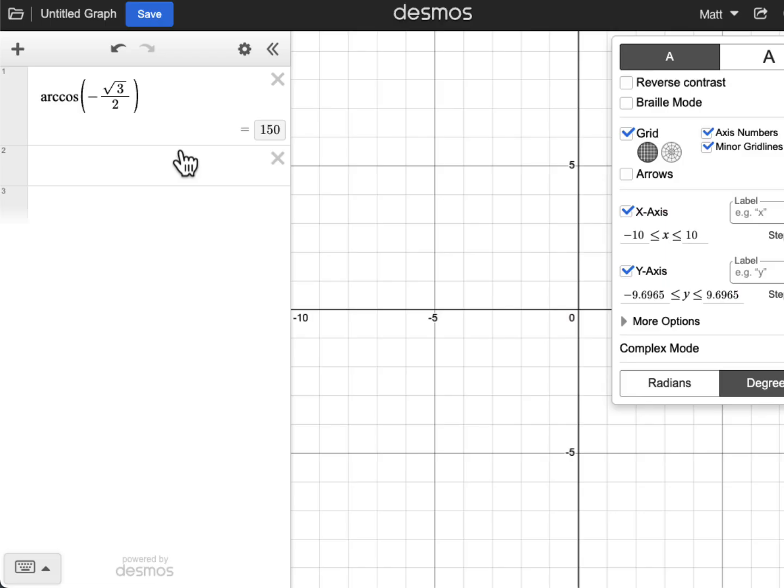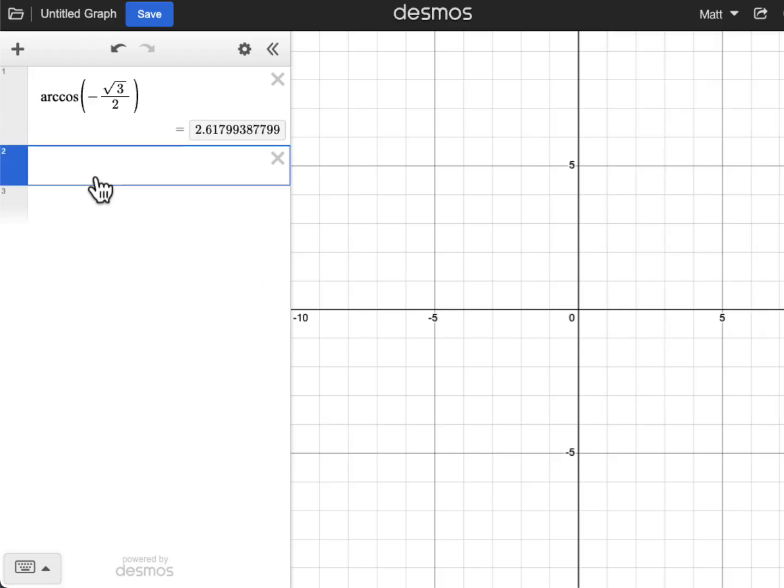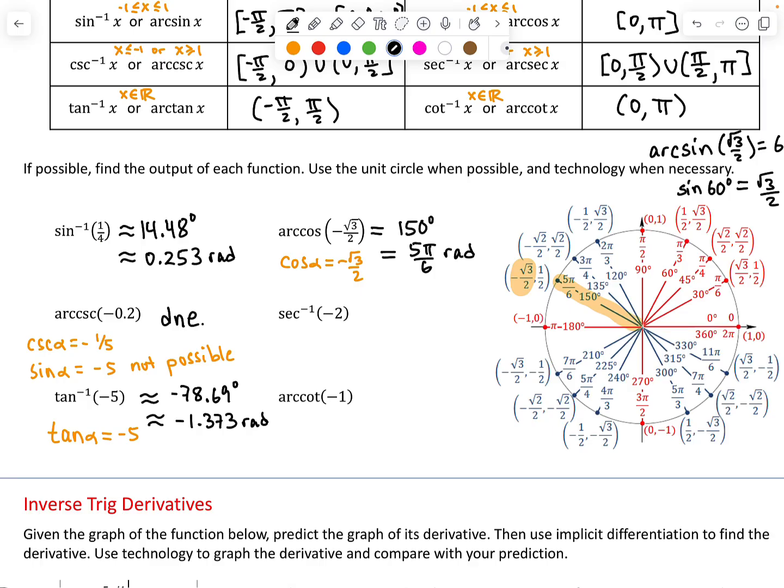Confirming with technology and in degree mode, we get the 150. In radian mode, we get a decimal answer. Let me type in 5 pi 6, and we confirm that the decimal answer matches 5 pi 6. So it's always better to give an exact answer when you can, instead of a rounded decimal.